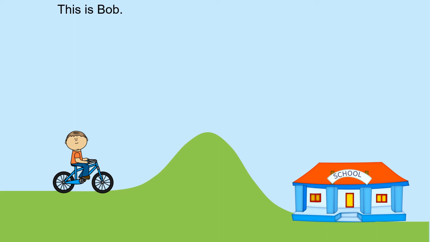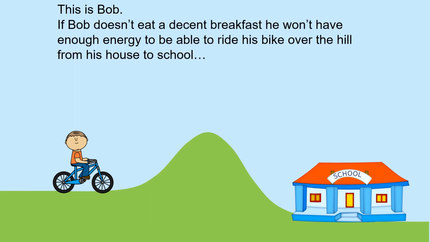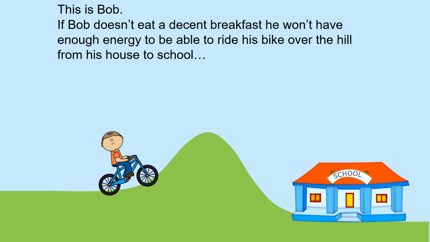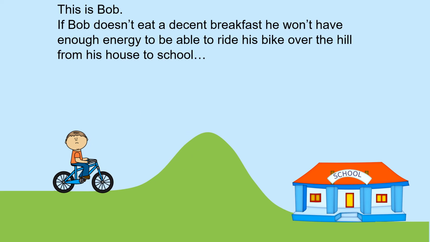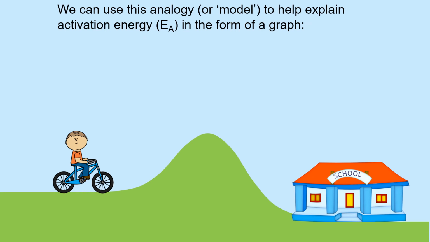So to get to school in the morning, he's got to ride over this hill to be able to get there. Now, if Bob doesn't eat a decent breakfast, he won't have enough energy to be able to ride his bike over the hill from his house to school. So if we see what happens, he goes up the hill, he can't quite get over the top, and he ends up just back where he started. Now, this is a little bit of a silly thing to be looking at, but we can use this analogy or model to help explain activation energy in the form of a graph.